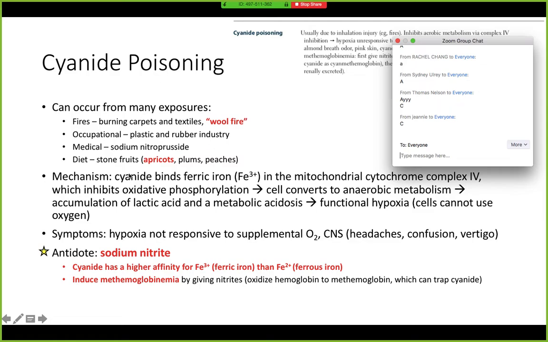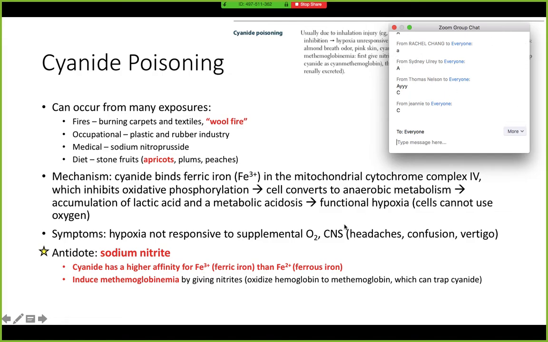With cyanide poisoning, cyanide is going to bind to the ferric iron in the mitochondrial cytochrome complex 4, and that's going to inhibit oxidative phosphorylation. And then your cell is going to jump to anaerobic metabolism, and you'll see an accumulation of lactic acid and a metabolic acidosis and a functional hypoxia. So the cells cannot use oxygen because cyanide is bound to complex 4.